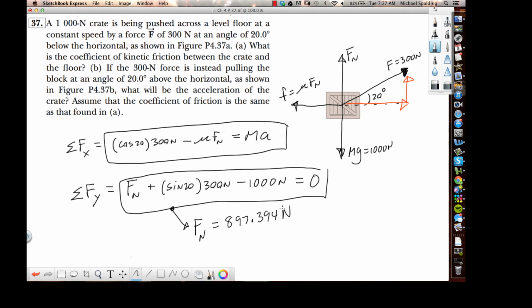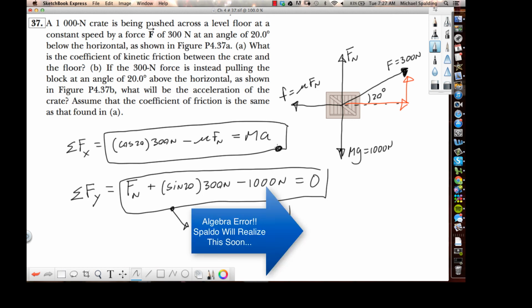What was it in part A? In part A, the normal force was like 1100. So notice the normal force got smaller. Okay? Okay, so what are we solving for? Acceleration. So take this x equation. A is going to be cosine 20 times 300, divided by the normal force. So plug in the normal force, you get an acceleration of about 0.51.